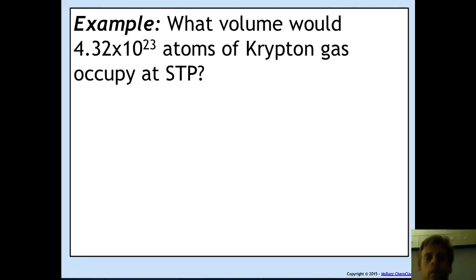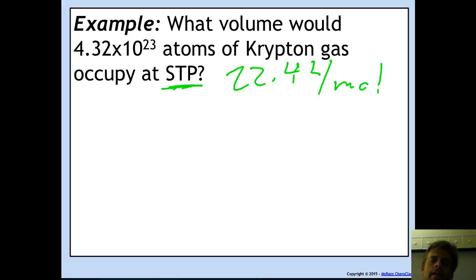Last problem here. What volume would 4.32 times 10 to the 23rd atoms of krypton gas occupy at STP? All right. So again, the key that I want you to notice right out the gate, right? STP. So STP tells me I need to be thinking it's a gas, and that I can use the conversion factor, 22.4 liters per mole. Okay, that's a helpful thing. That is your conversion factor, right? It's probably going to be used. They wouldn't have mentioned STP otherwise.